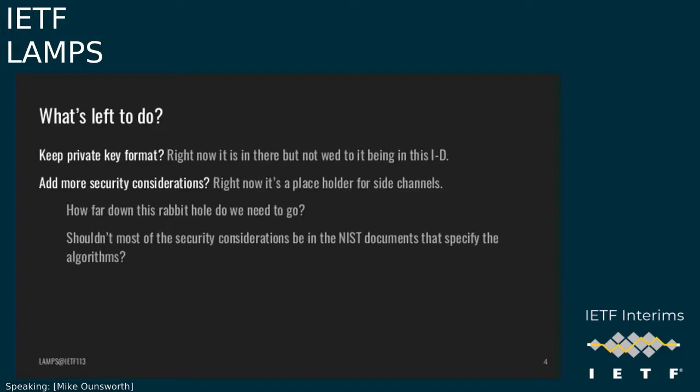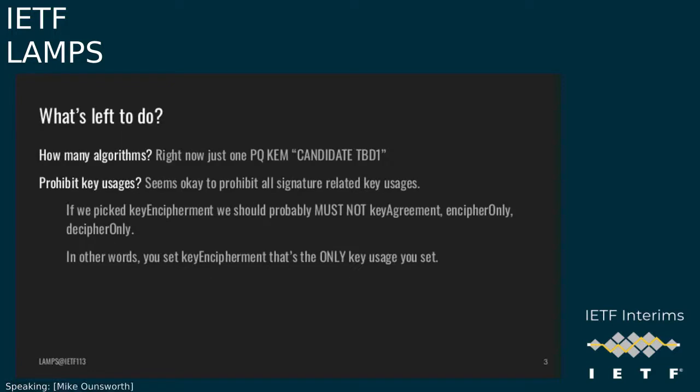Yes, if you go back one slide. Yeah, so there's his question: do we prohibit key usages? Do we prohibit signing keys? If we pick keyEncipherment, then should we probably say must not set keyAgreement, encipherOnly, decipherOnly? So we have some choices to make there. But otherwise, this draft is pretty much just a placeholder. So we have a draft in the pipe where we can stuff OIDs for the NIST algorithms as they come online. I think that's more or less all there is here.